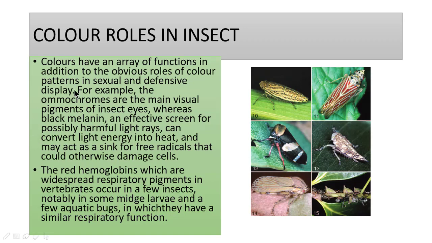For example, rhodopsins are the main visual pigment of insect eyes, whereas black melanin, an effective screen against possibly harmful light rays, can convert light energy into heat and may act as a sink for free radicals that could otherwise damage the cell. Red hemoglobin, which is widespread in the respiratory systems of invertebrates, occurs in few insects, notably in some midge larvae and a few aquatic bugs, in which it has a similar respiratory function.